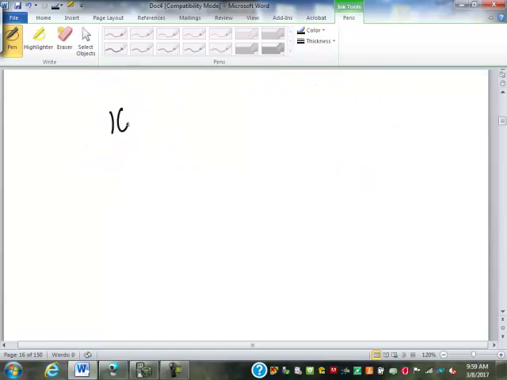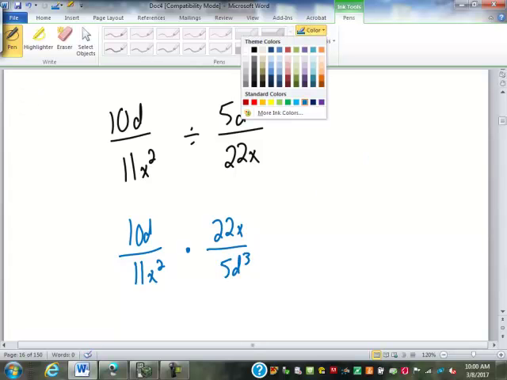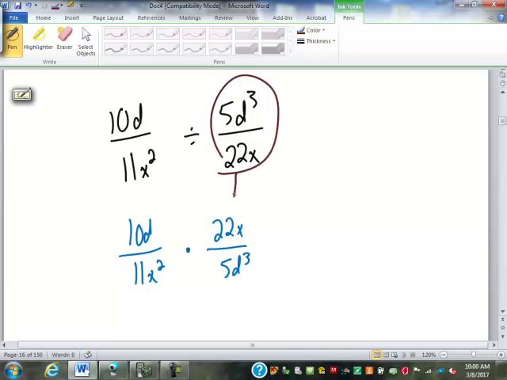Or we might have a division problem. Something like 10d over 11x squared divided by 5d cubed over 22x. What's our first step? So we turn it into multiplication, right? Take the reciprocal of the second one, we flip it over, and now it's multiply.